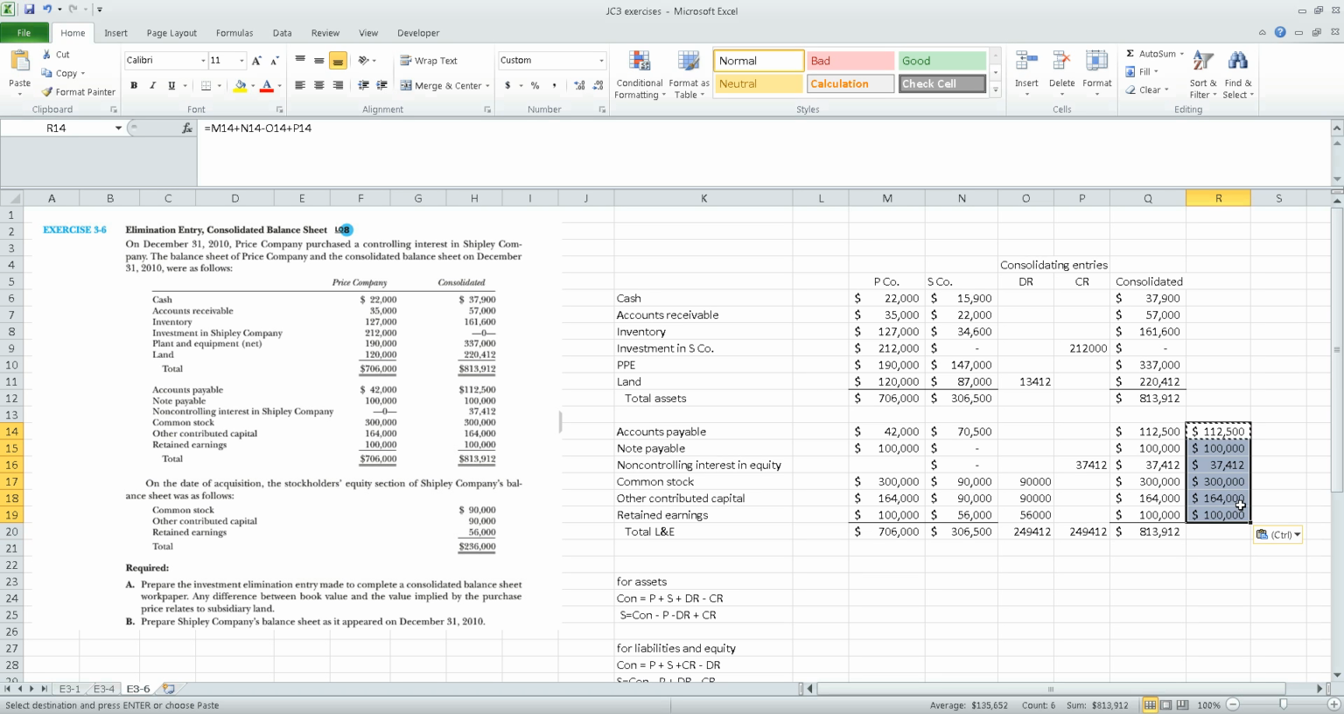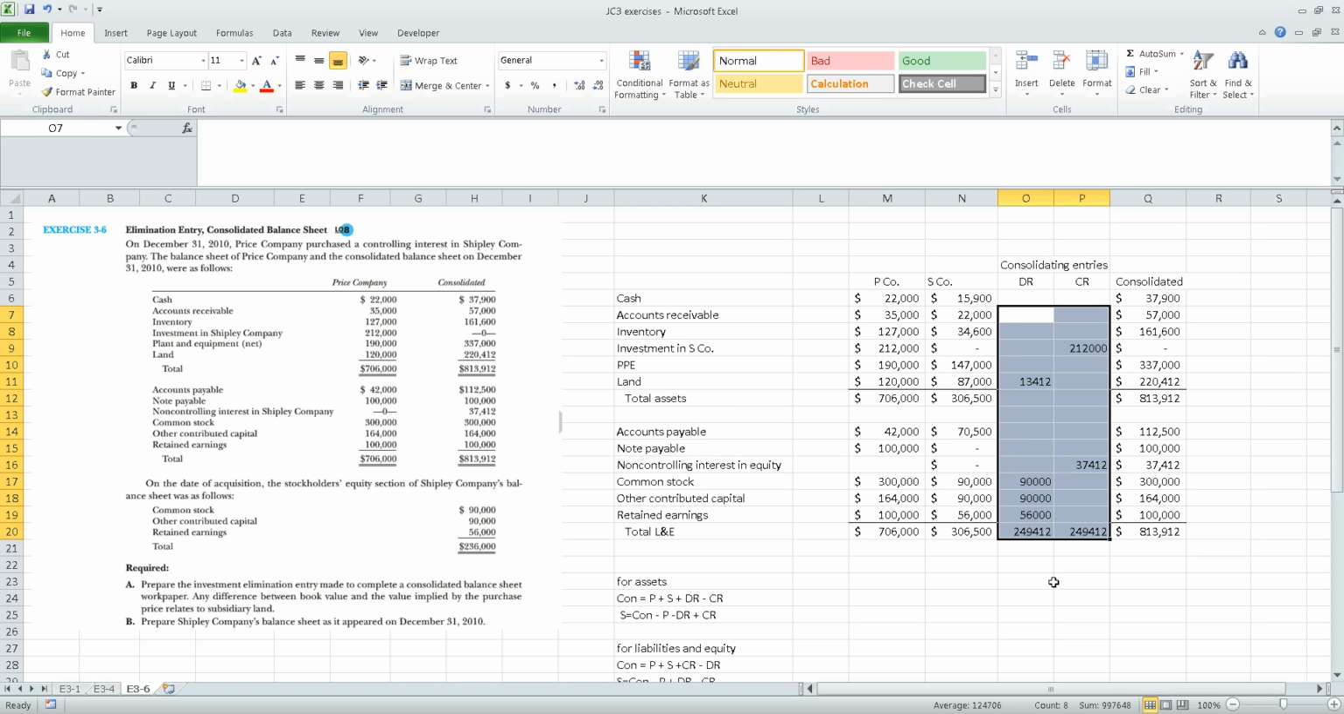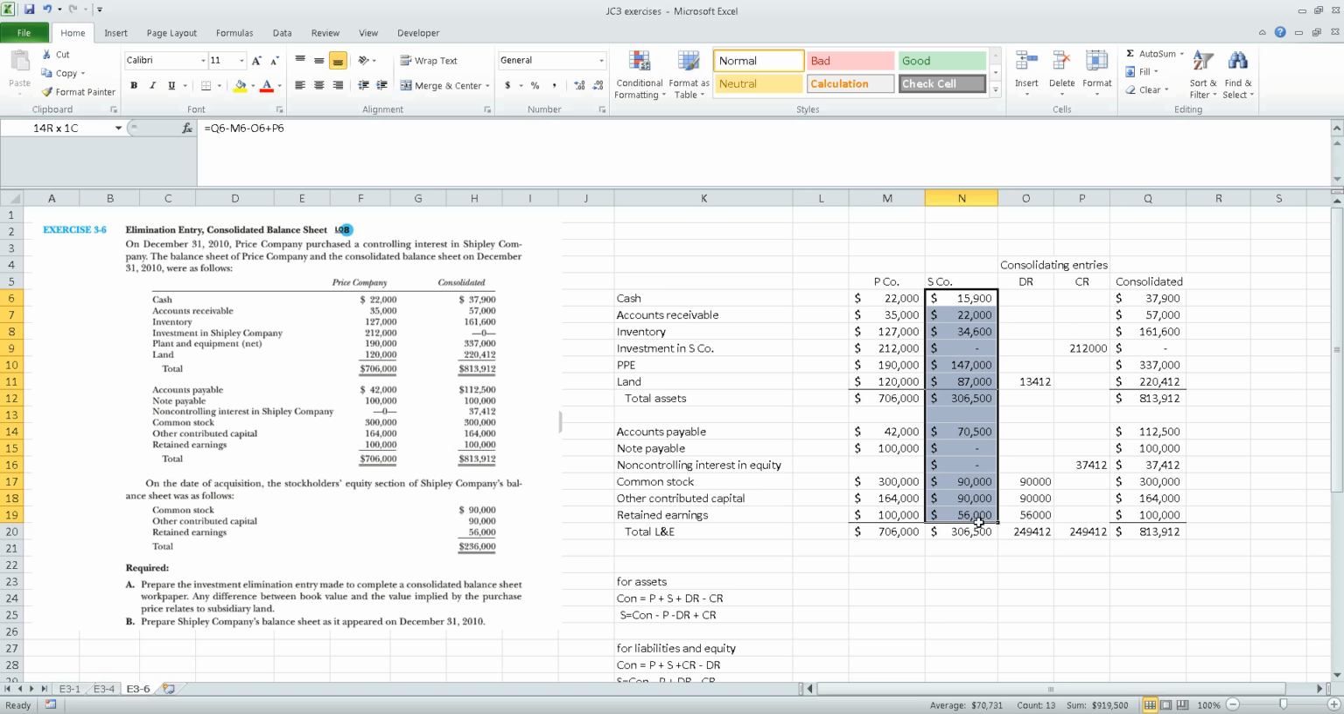Okay, so what we did is we just looked at the facts a little bit differently. You were given the consolidated numbers and the parent company numbers, enough information to back into what this consolidated entry was, and based upon that then we inferred what the subsidiary balances must have been.